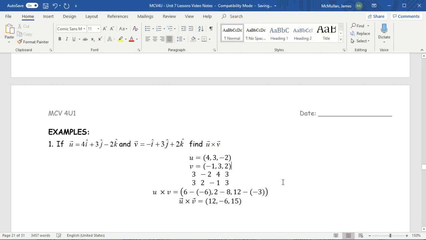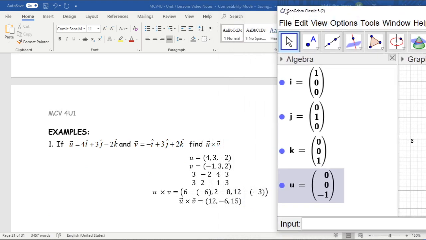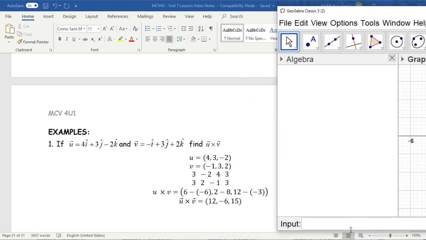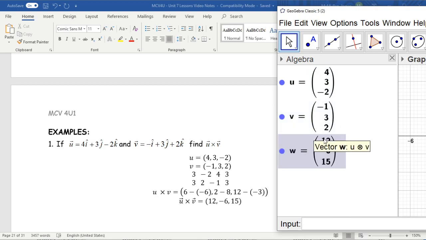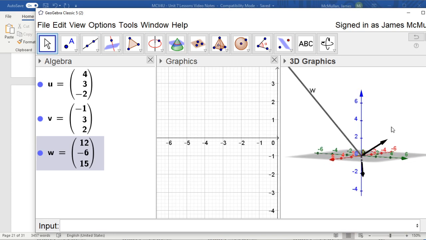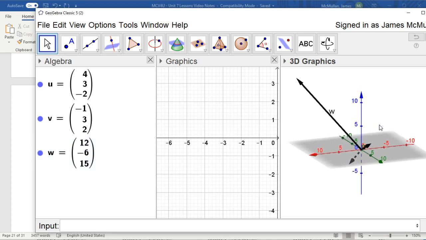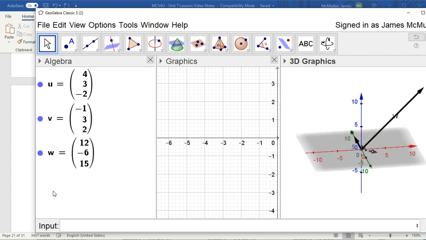Again, let's use GeoGebra to check rather than manually checking, but it's not that hard to manually check. You just dot product them, right? Okay, so here we go. U is 4, 3, negative 2. V is negative 1, 3, 2. I'm going to cross U and V. I get 12, negative 6, 15, right? So there's the cross product. Perfect. And you can see again, what did it do? It generated a new vector that's perpendicular to the 2 that I started with.